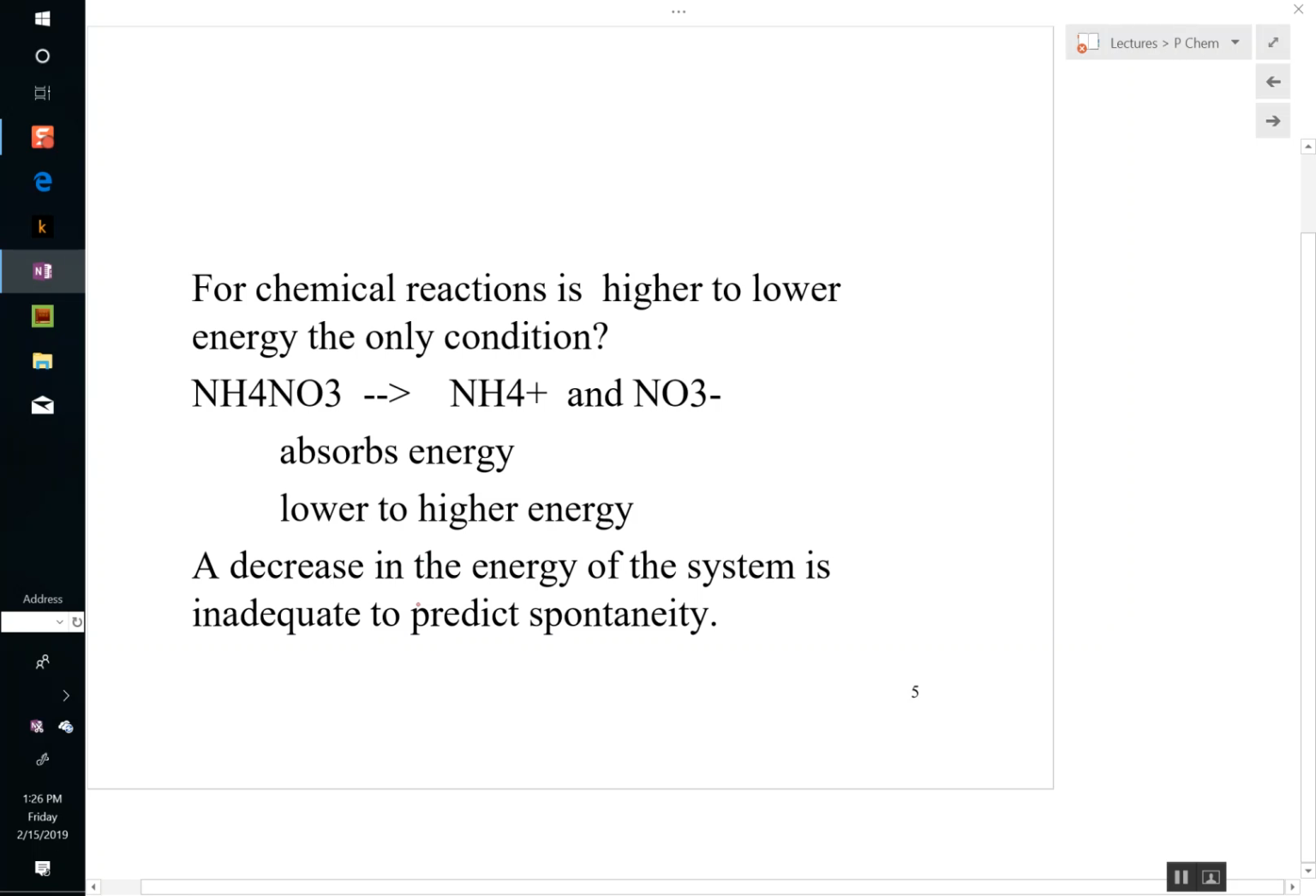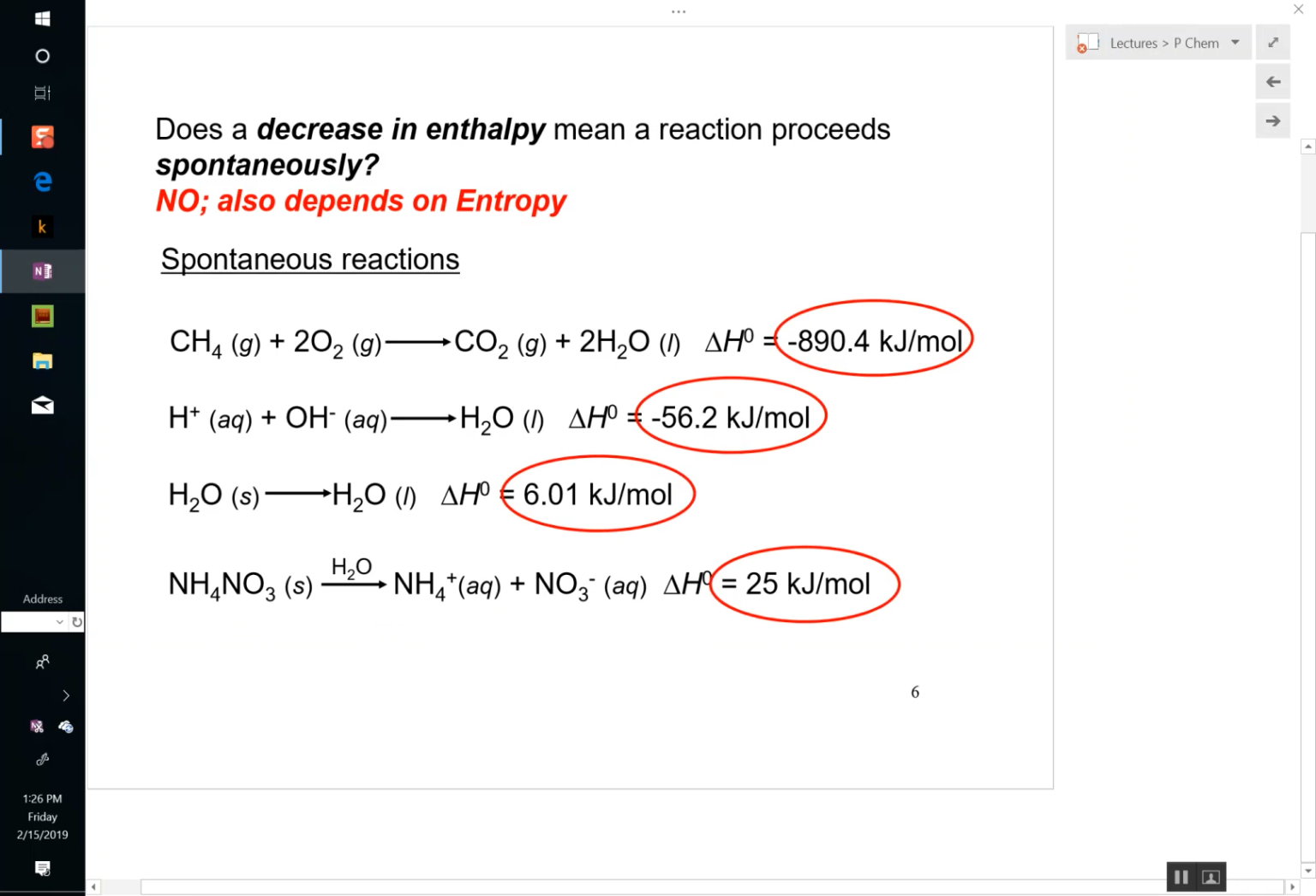A decrease in energy is inadequate for predicting spontaneity. So methane burning releases energy. An acid reacting with a base is exothermic. Water going from a solid to a liquid is a positive delta H, and ammonium nitrate, you got a positive delta H.